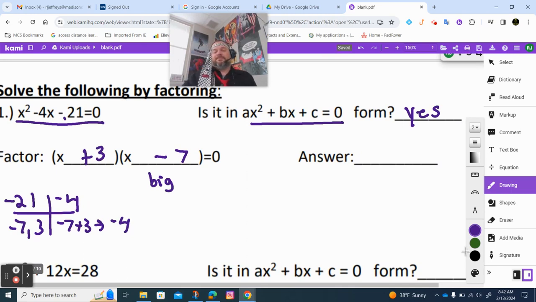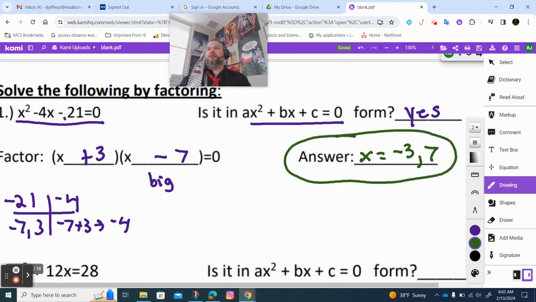Now, if we were doing what we just saw, what is the opposite of +3? And then I've already heard it. The opposite of -7 would be 7. And that's our answer right there.